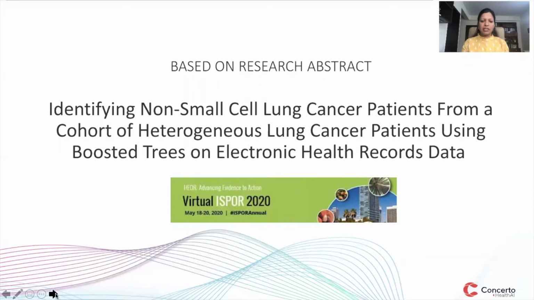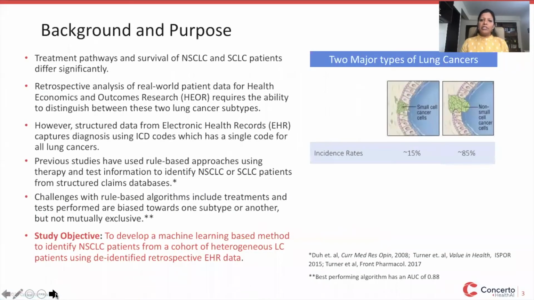So let's get started. There are two major types of lung cancers: small cell lung cancer or SCLC and non-small cell lung cancer or NSCLC. NSCLC is the more predominant subtype with an incidence rate of about 85%. And treatment pathways as well as outcomes for patients with NSCLC and SCLC can vary significantly.